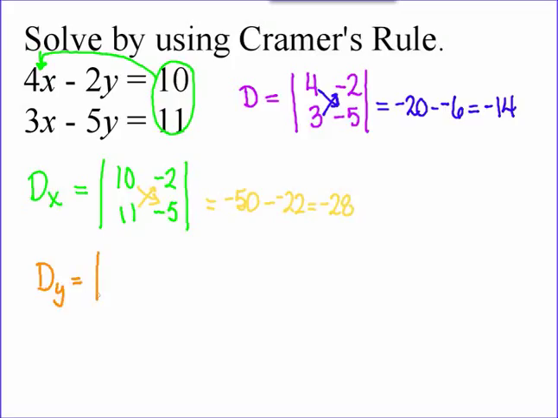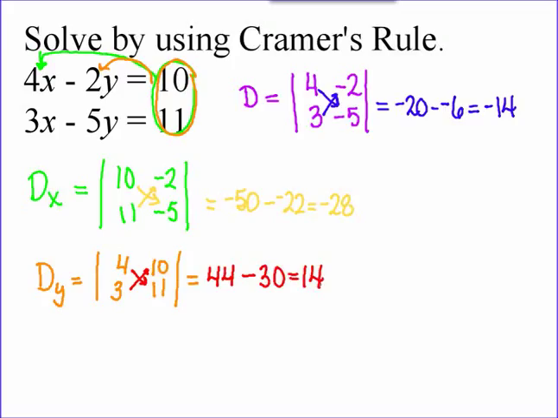So can somebody guess what I'm going to do for dy? Same thing I did with dx except for? I'm going to put 10 and 11 in for where? The y's. What will I put first? What's my first column going to look like? 4, 3. Excellent. Nice job. And then 10, 11. So now all I'm going to do is find the determinant here. So multiply. And I get 44 minus, so I get 14.